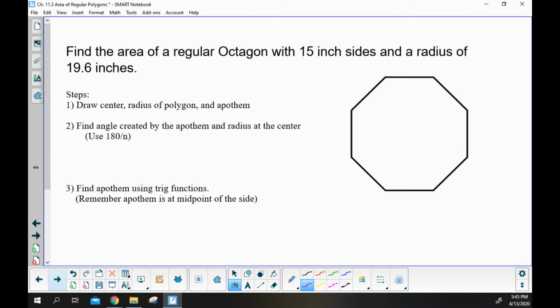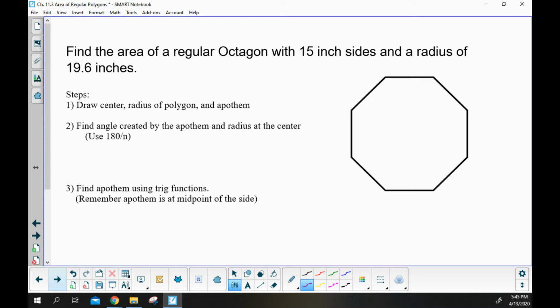So we're going to start out here, and we're going to do 3 steps, basically how to do this and kind of how I'm breaking it up. All right. So we want to find the area. You're going to need a calculator. If you don't have a calculator, you need one. So pause it right here and get a calculator if you don't have one right now. All right. Find the area of a regular octagon with 15-inch sides and a radius of 19.6 inches.